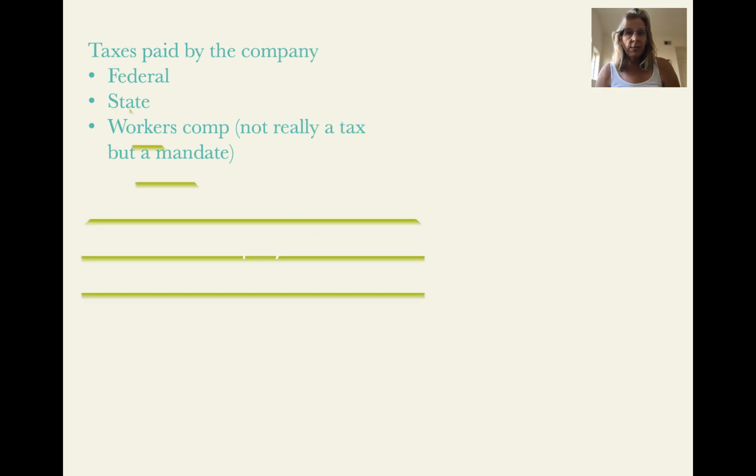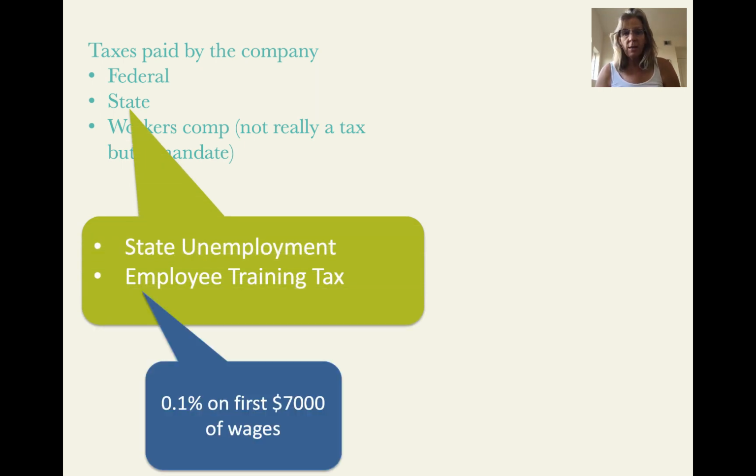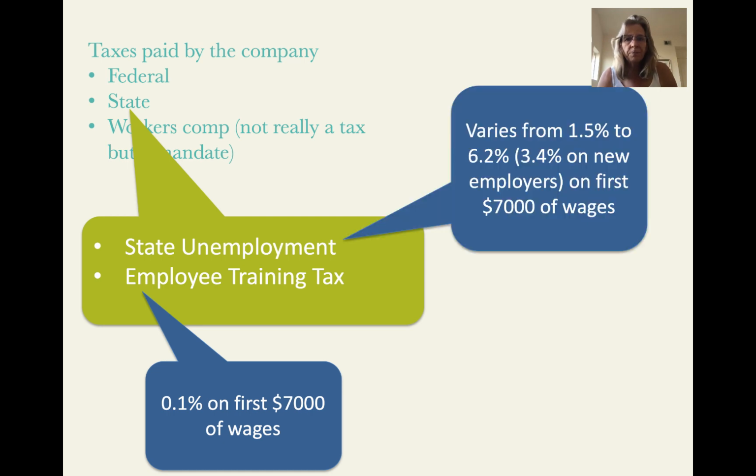So now let's look at the state taxes. State unemployment, so again, this is for California, but I guess I'm going to go backwards here. The first is the employee training tax is 0.1% on the first $7,000. So that's only $7 a year for each employee, but it needs to be included because it is a cost.